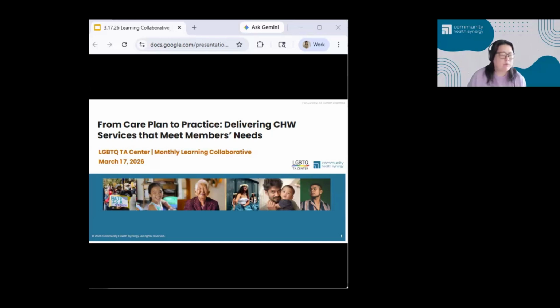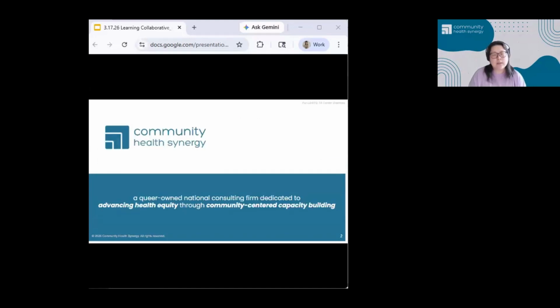This session is really going to be addressing care planning. So the title of our session today is, From Care Plan to Practice: Delivering CHW Services that Meet Members' Needs.